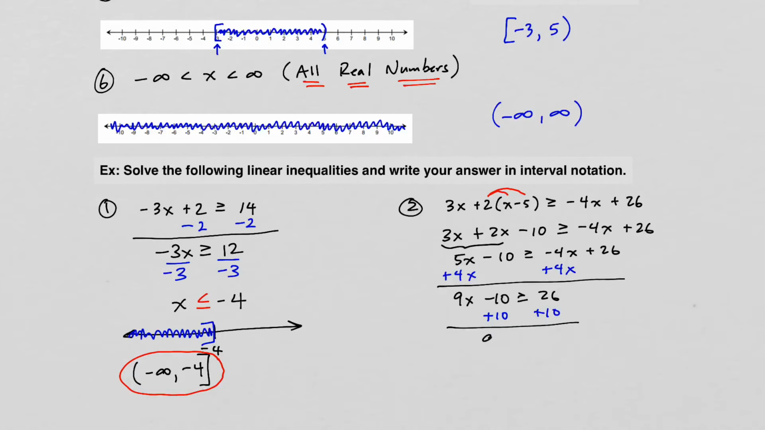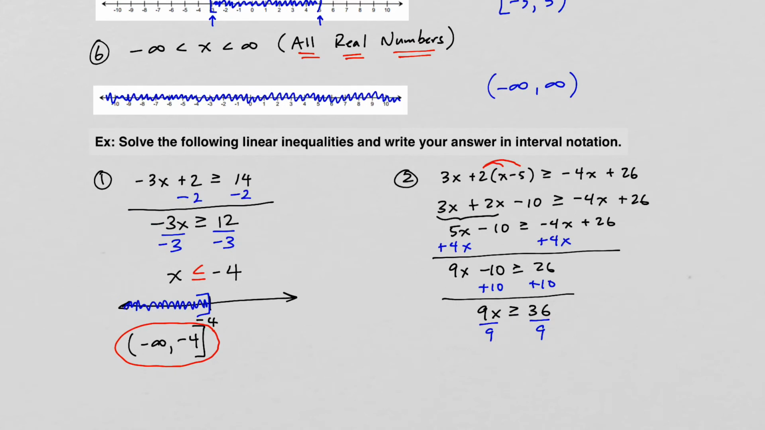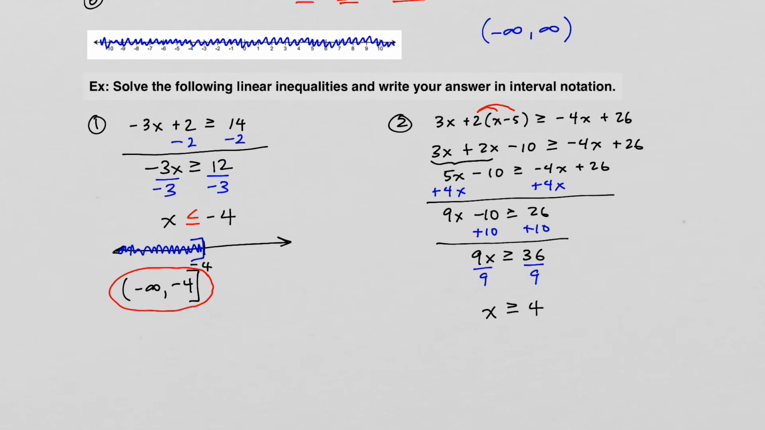So hopefully as you're doing this, you feel pretty comfortable with all these steps. And our final step here to solve for x is simply divide both sides by 9. And let me point out the fact that we are dividing by positive 9. And so on the left side, the 9s cancel. On the right side, we get 4. And it stays greater than or equal to. It does not change because it only changes when you divide by a negative like we did over here. If you divide by a positive number, it stays pointing in the same direction. And so this is our answer.